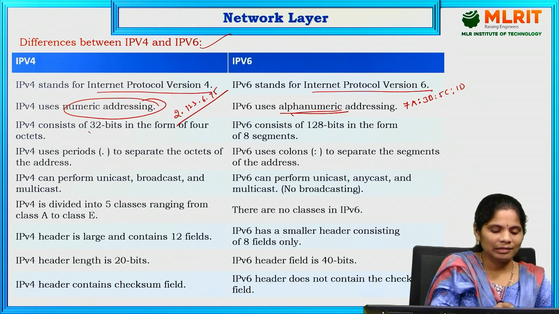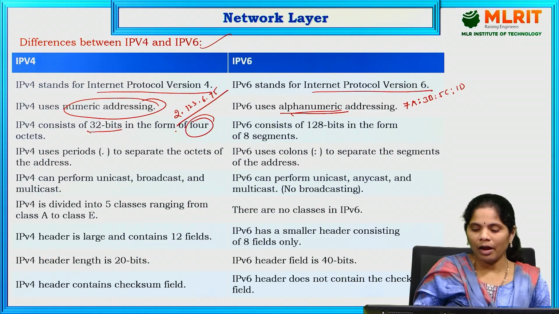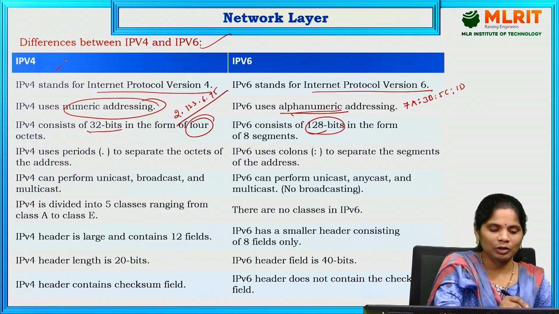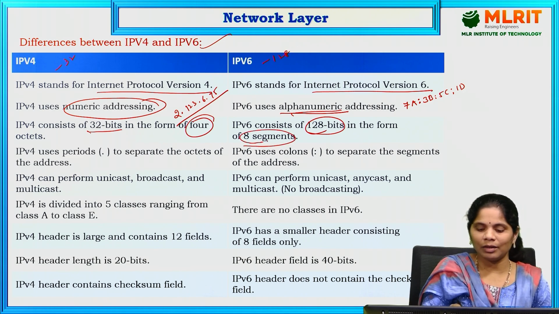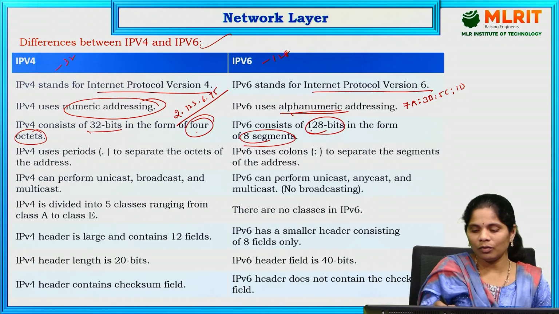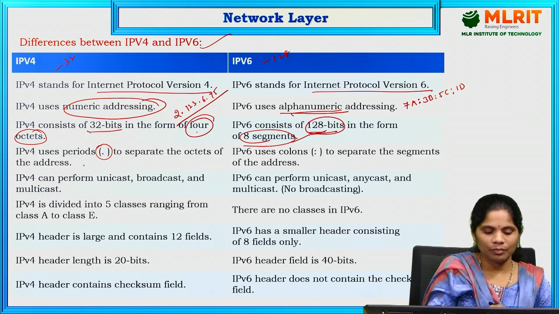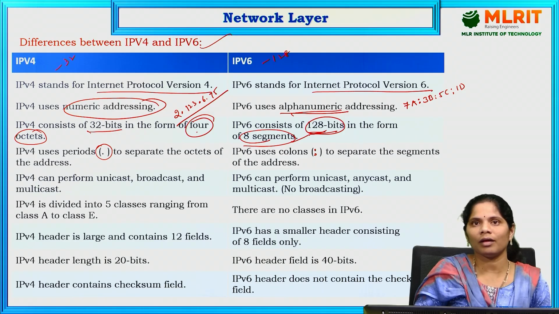IPv4 consists of 32 bits in the form of 4 octets, and IPv6 consists of 128 bits in the form of 8 segments. Because it is 32, we divide it into 4 octets, and here it is 128, double, that is 8 segments. IPv4 uses dots between the address parts, and IPv6 uses colons to separate them.